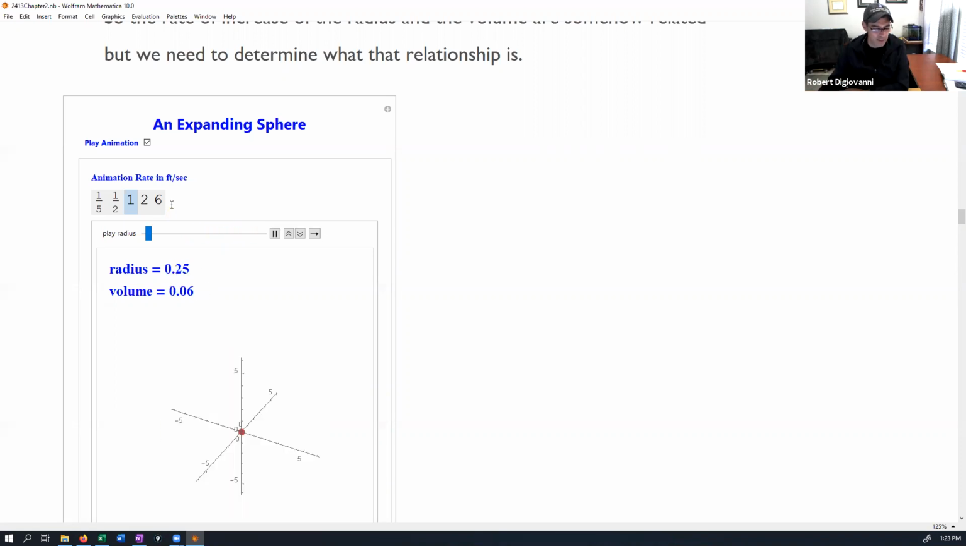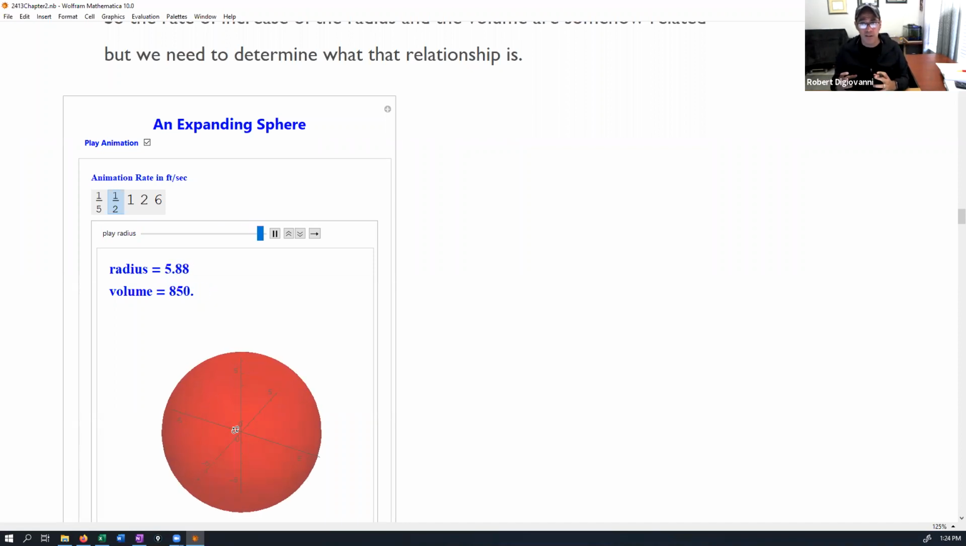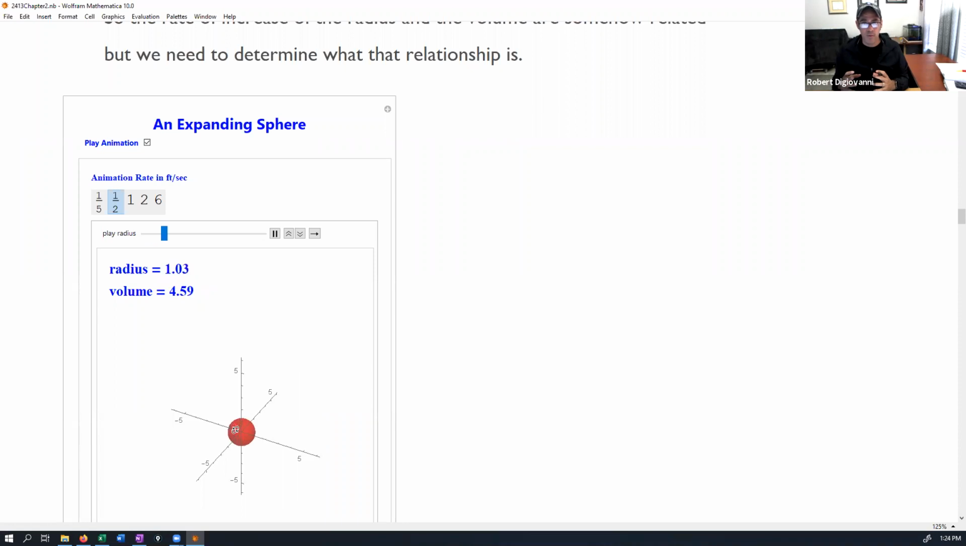Let me slow it down. It's a little hard to see. Look at how fast the volume goes. 20, 30, 40, 50, 60, 80, 90, 100. Now 200, now 300, now 400. See how fast that volume is getting bigger? In the beginning, it's slow, but as the radius gets bigger, you add more and more volume. So even though the radius grows at a constant rate, the volume does not, right? The volume does not. So what we're going to ask is, at a specific point in time, how fast is the volume increasing?